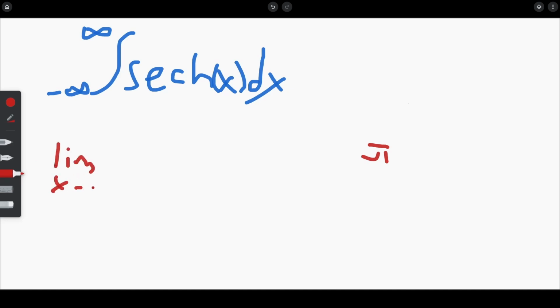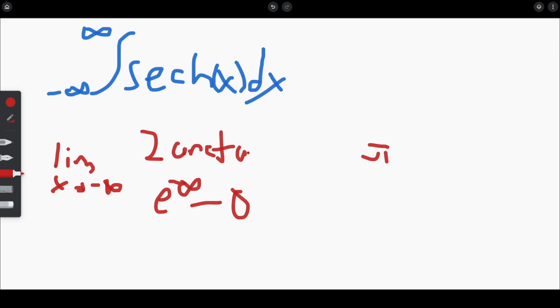Now for the limit as x approaches negative infinity, well, we know that e to the negative infinity is 0. So we could just say 2 times arctangent of 0. And we know that, we'll draw arctangent again.